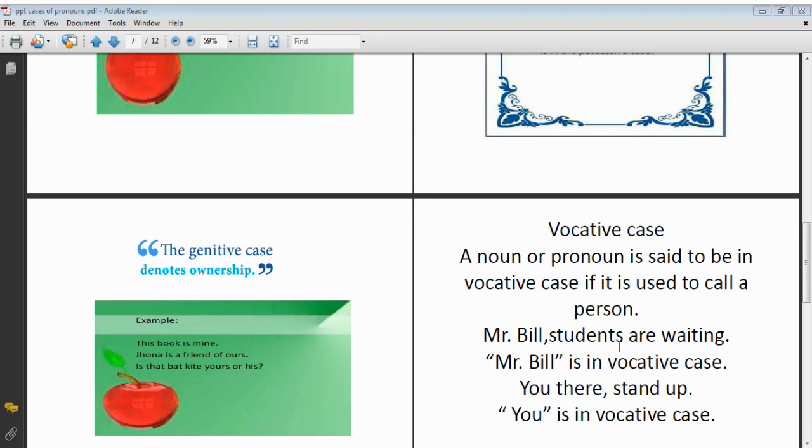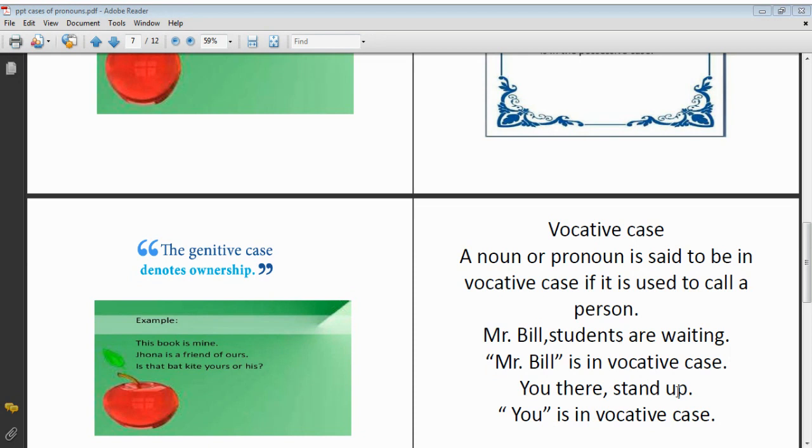"Jonah is a friend of ours." "Ours" is acting as a genitive case. "Is that bag yours or his?" "Yours" and "his" are the pronouns which are in the possessive or genitive case. So I think this is quite understood, how you would differentiate a possessive case, and that the possessive case has another name, which is the genitive case.